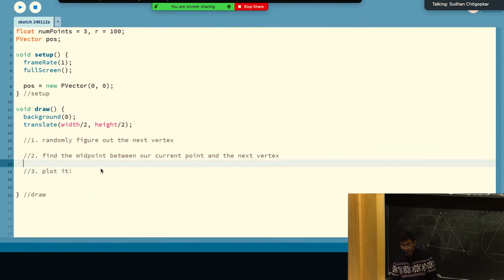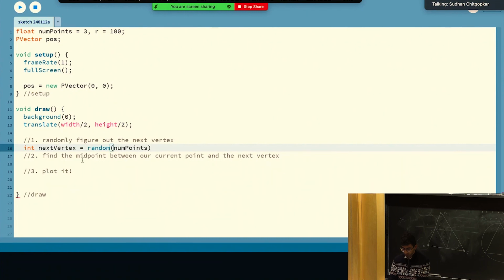Okay, so now that we've broken this down, let's implement each of these. If we want to randomly figure out the next vertex, and we know that there are num points vertices, then all we need to do is generate a random number between 0 and num points. That'll point to a specific vertex. So maybe we'll say int next vertex is equal to a random number between 0 and num points. And if you remember from our first lecture, that returns a floating point value, which is no good if we want an int, so we'll cast that to an integer. Okay, so we're done with step 1.